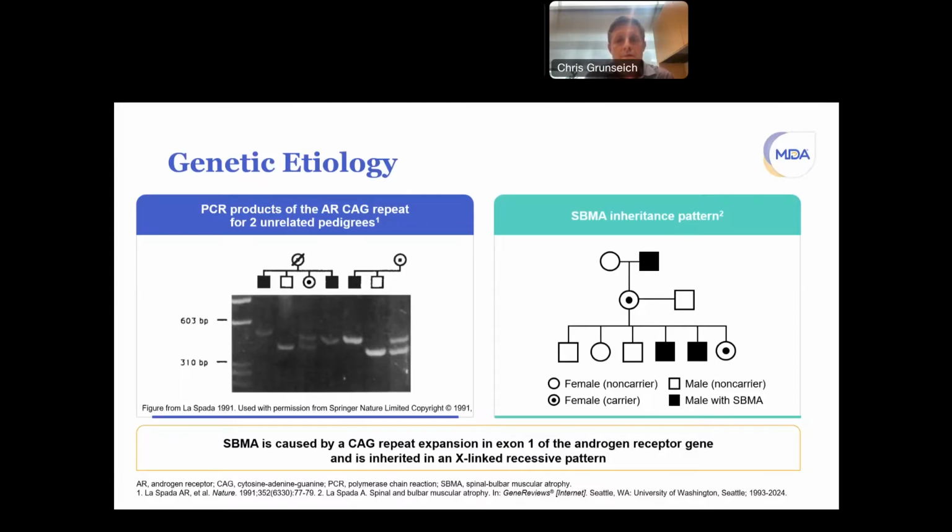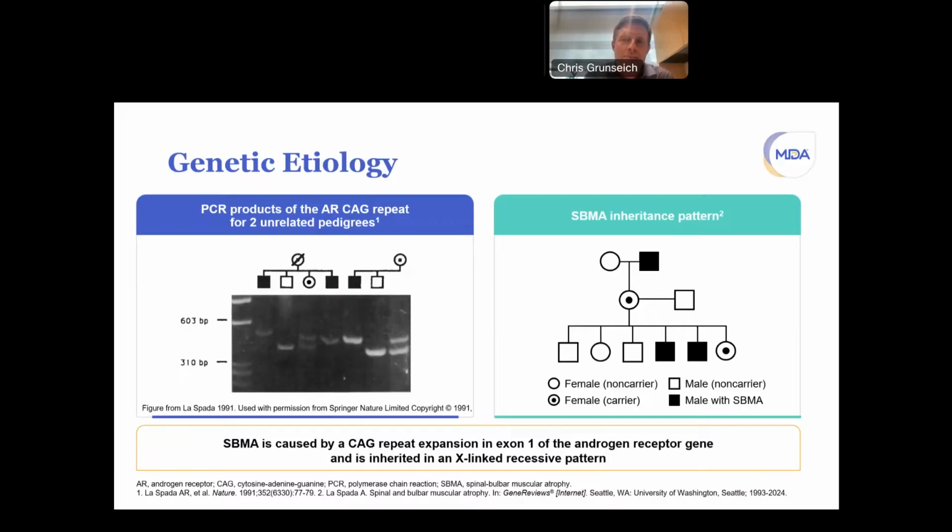So the daughters of an affected male are called obligate carriers because they could only receive that expanded copy of the androgen receptor from their affected fathers. A carrier female can manifest with some symptoms, but fortunately, usually they're not manifesting with weakness. They will experience sometimes numbness, cramping, fatigue, but usually never weakness.